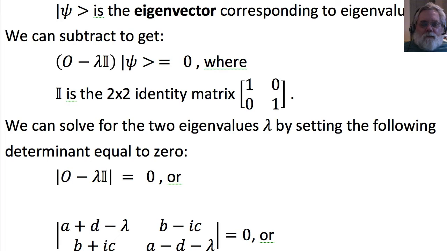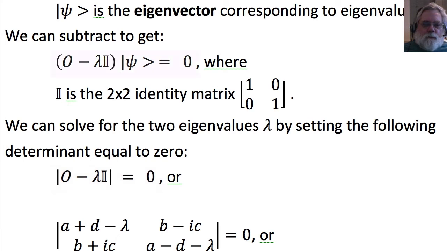Now it turns out from linear algebra that there's an easy way to solve this. You may or may not ever have seen it. You can just trust me. We're not going to prove why it is a solution. You could check it, but it's easier if you just trust me. We can solve for the two eigenvalues lambda by solving this determinant. You may not know what a determinant is. That's okay. Don't worry about it. The determinant of the matrix O minus lambda I equals 0.